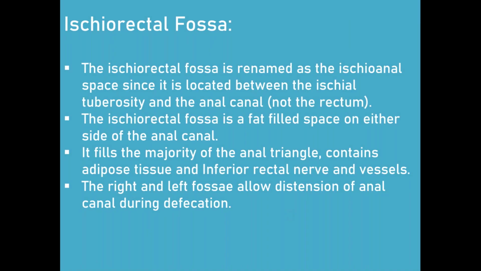Ischiorectal fossa. It is also called the ischioanal space since it is located between the ischial tuberosity and the anal canal. So this is the area of the ischiorectal fossa. The ischiorectal fossa is a fat-filled space on either side of the anal canal. It fills the majority of the anal triangle and contains adipose tissue and the inferior rectal nerve and vessels. So this is the content of the ischiorectal fossa. The right and left fossae allow distension of the anal canal during defecation.